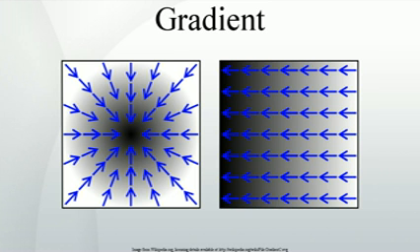Gradient of a vector. In rectangular coordinates, the gradient of a vector field f equals (f1, f2, f3) is defined by the Jacobian matrix. In curvilinear coordinates, the gradient involves Christoffel symbols.